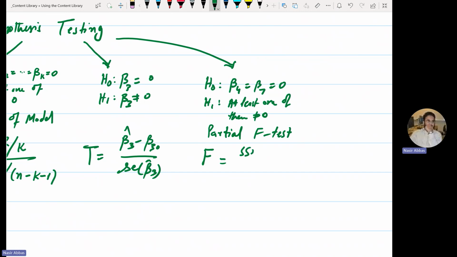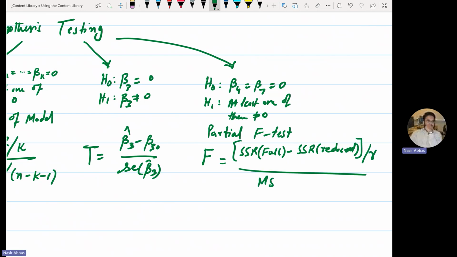And this will be SSR of the bigger model minus SSR of the smaller model, over r, divided by MSE of the bigger model. I will explain what the bigger model and the smaller model are, and all that. This is the only new and different thing that we will see in chapter 12. Everything else was covered in chapter 11, and we will cover it with the same spirit in chapter 12.